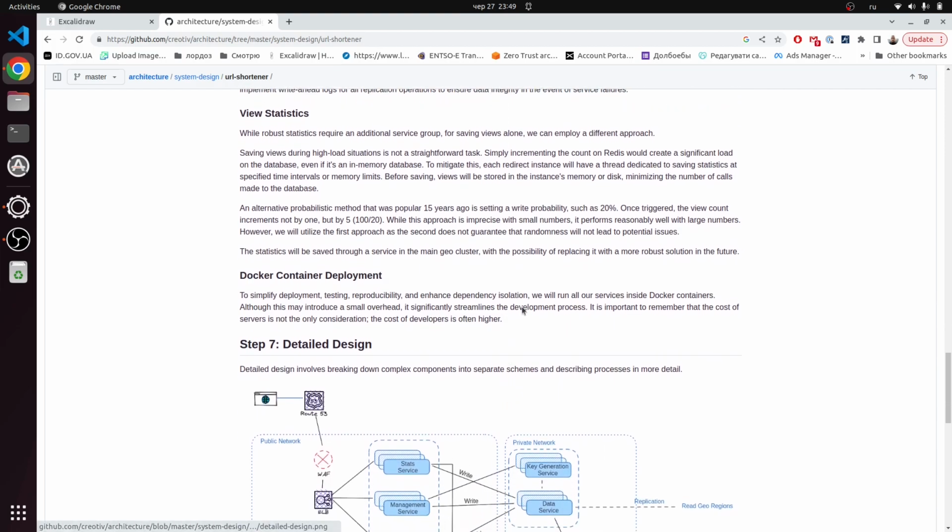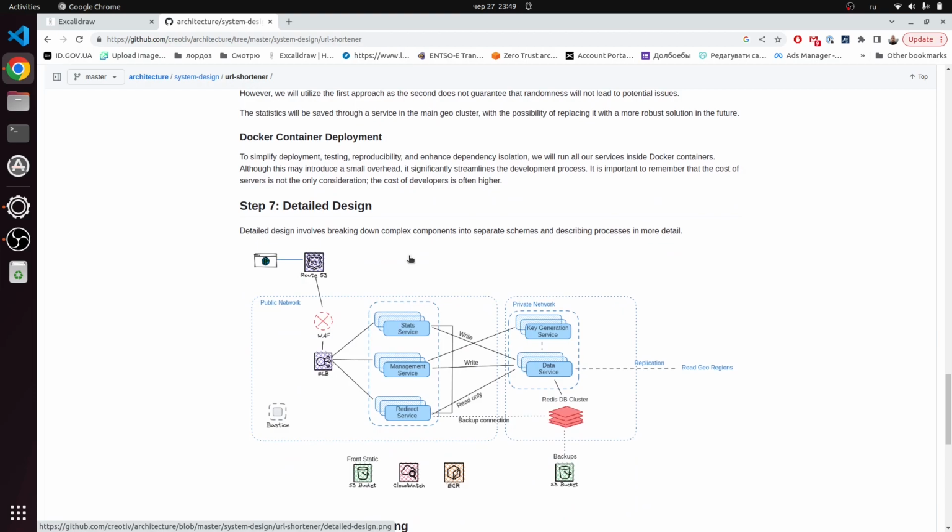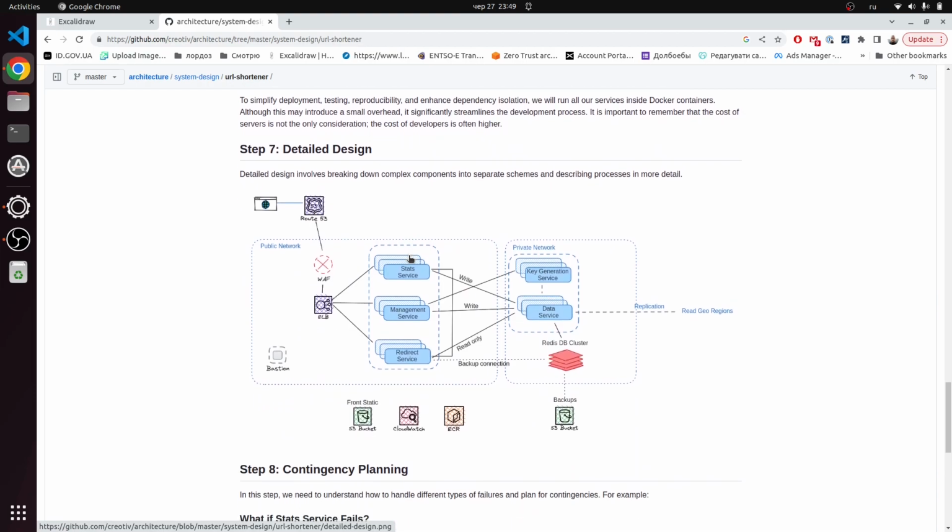And with all this stuff we came up to our detailed plan, as you see. So what we have here, we have AWS WAF for limiting the number of writing requests to our management servers for user per day as we have in our requirements. We have our statistics server, management server, redirect server, key generation server, data servers inside auto-scaling groups that use CloudWatch metrics that we write there from each service in our solution.